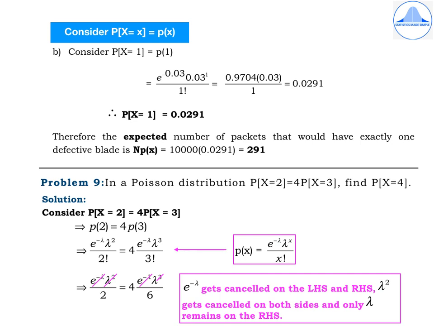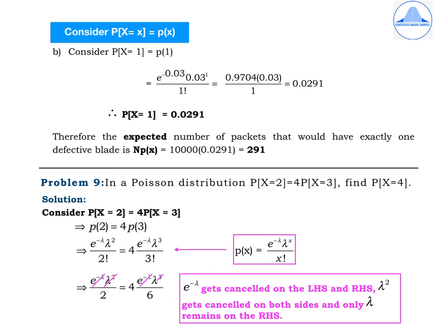Problem 9. In a Poisson distribution, probability of capital X equal to 2 is equal to 4 times probability of capital X equal to 3. Find probability of capital X equal to 4. So to find a solution to such a kind of problem, we first need to find out the parameter lambda. So start with the equation which is given. Consider probability of capital X equal to 2, which is equal to 4 times probability of X equal to 3, which is nothing but P of 2 is equal to 4 times P of 3.